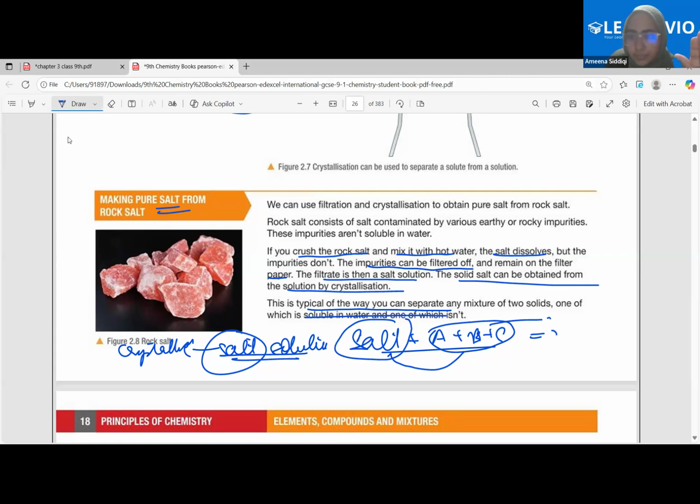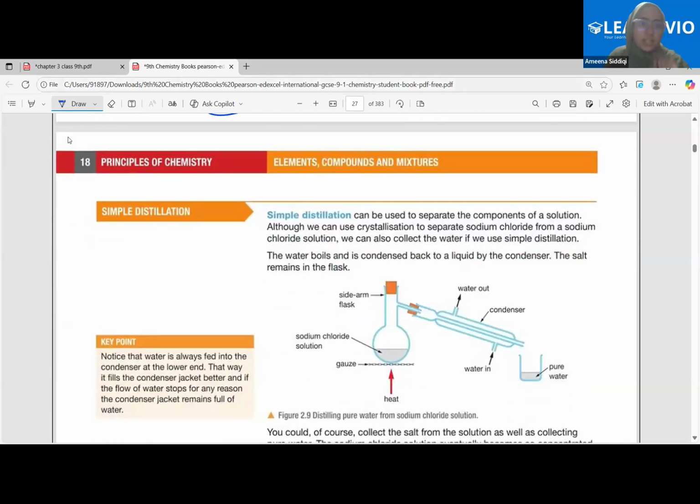Any confusion in this, Soumya? No, miss.